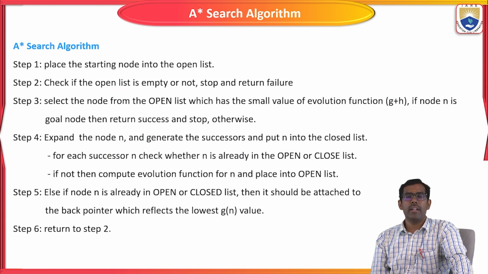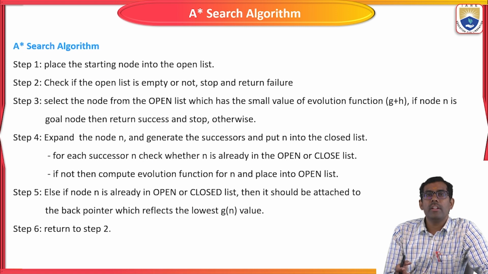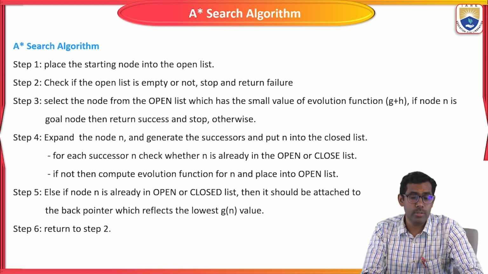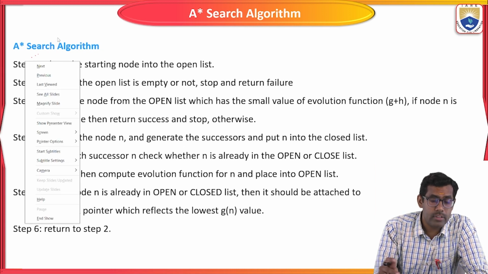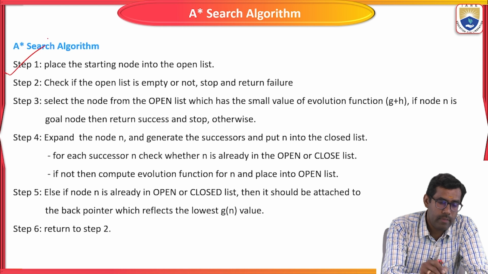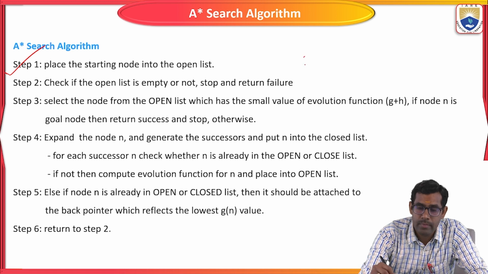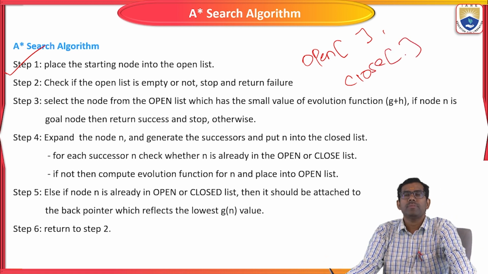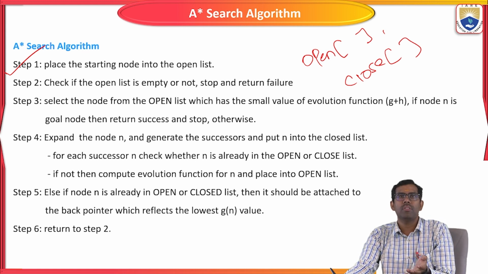The A* search algorithm. Keep in mind the previous section where I explained the BFS search algorithm. It is a little bit similar to the A* search algorithm also. The first two steps are the same as BFS also. See here, what is step 1? Place the starting node into the open list. We have an open list and a close list. So we have two lists before we start to solve any particular problem.